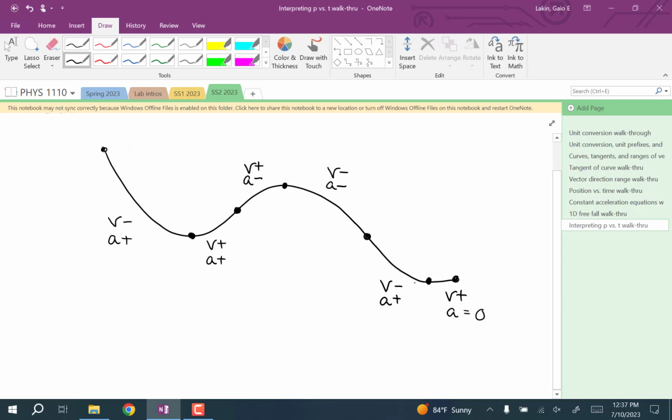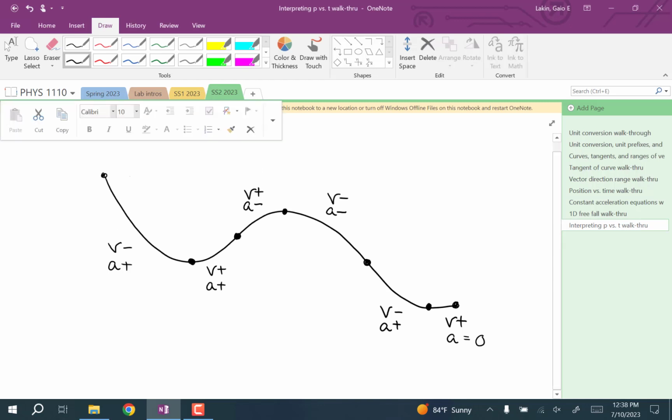And what about speeding up and slowing down? Well, remember that an object is speeding up if velocity and acceleration have the same sign, and it's slowing down if velocity and acceleration have opposite signs. So it's slowing down between the first two dots, speeding up between dots 2 and 3, slowing down between 3 and 4, speeding up now in the negative direction between 4 and 5, slowing down, and then this one, since acceleration is 0, it's not changing speed there.